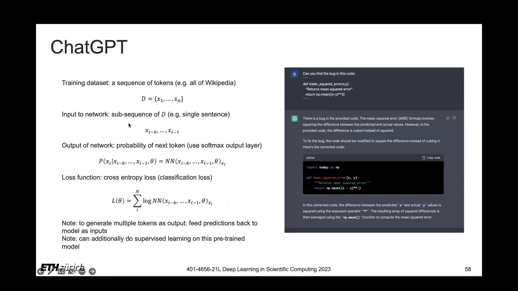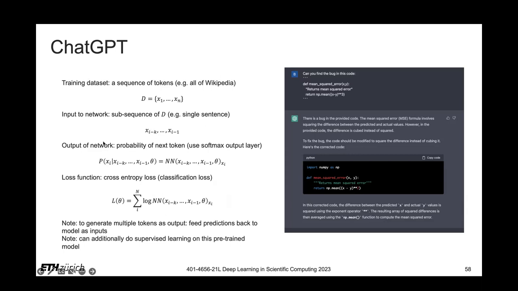Okay, so then we have a neural network. ChatGPT is just a neural network. And what are the inputs and outputs to that neural network? The input of the network is just a subsequence of D, for example, a random sentence extracted out of Wikipedia. You can write it as x_{i-k} to x_{i-1}. So this is a sequence of length k. We have to fix this, and this is a choice of the model design: the length of the input sequence.